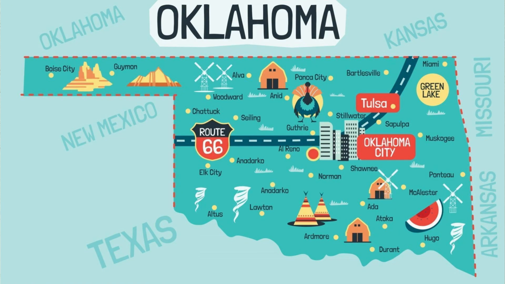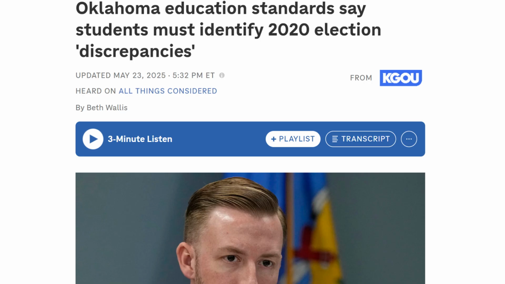So here's the deal. Oklahoma is the first state in the United States to put straight up 2020 election conspiracy theories into their high school history curriculum. Students are literally told to identify discrepancies in the election results. Translation, find ghosts where there aren't any. Now some are asking, well, is this just another false news article? Well, I researched it to make sure I was right. And unfortunately, I was right.